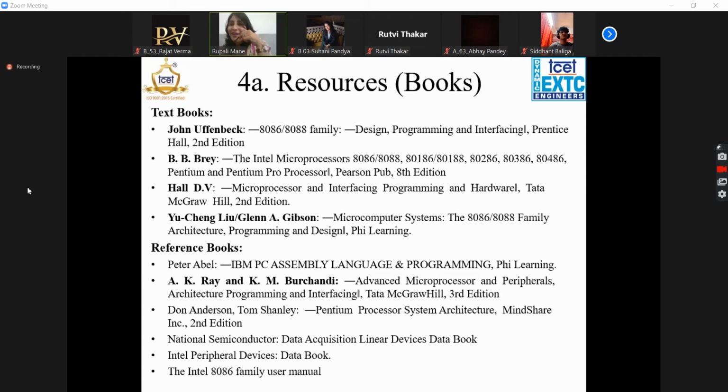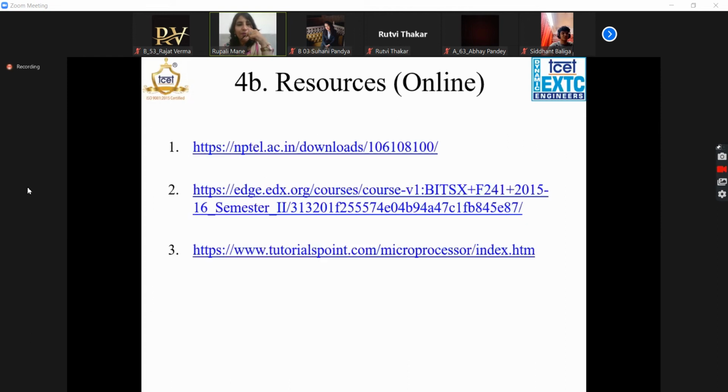सिर्फ score करने के लिए मत पढ़ो. This subject is important for your career as well. Okay, so these are some of the reference books. You can take this screenshot. Okay, these are some of the websites and online material.